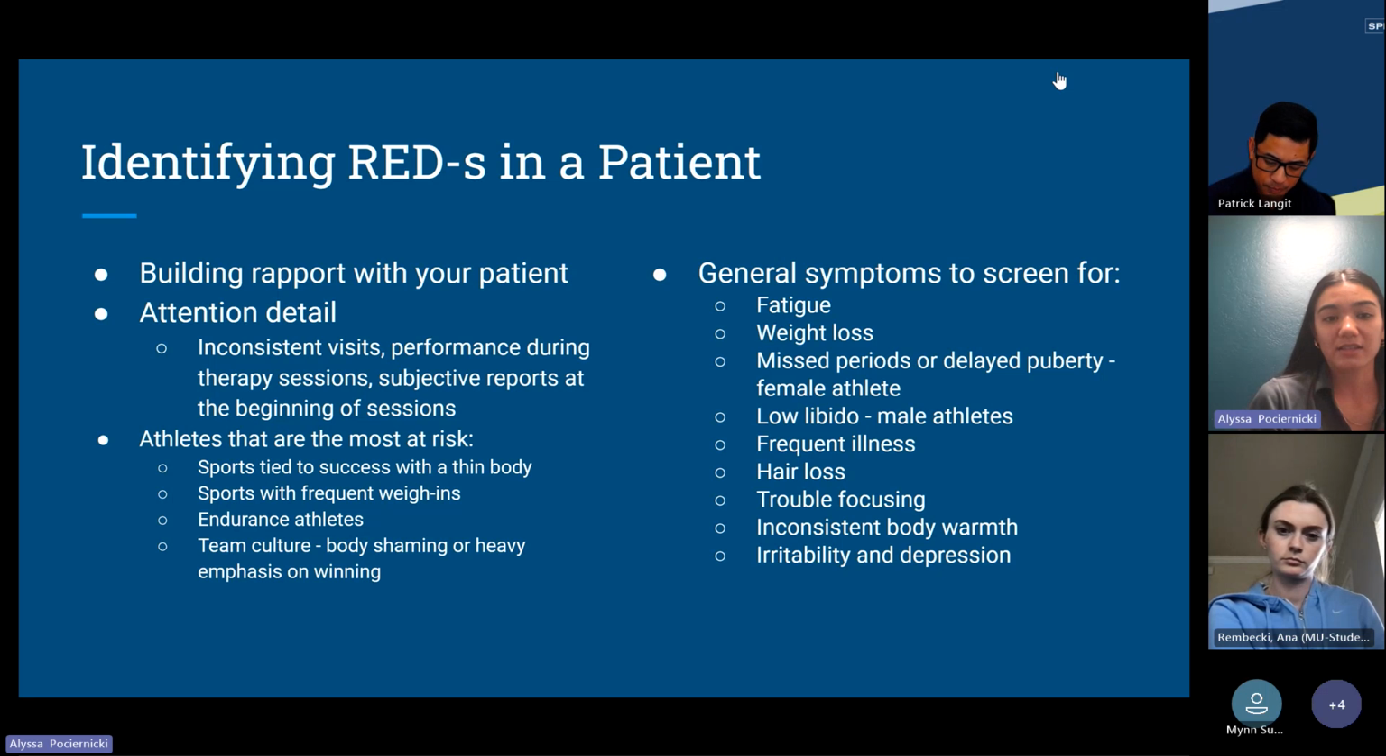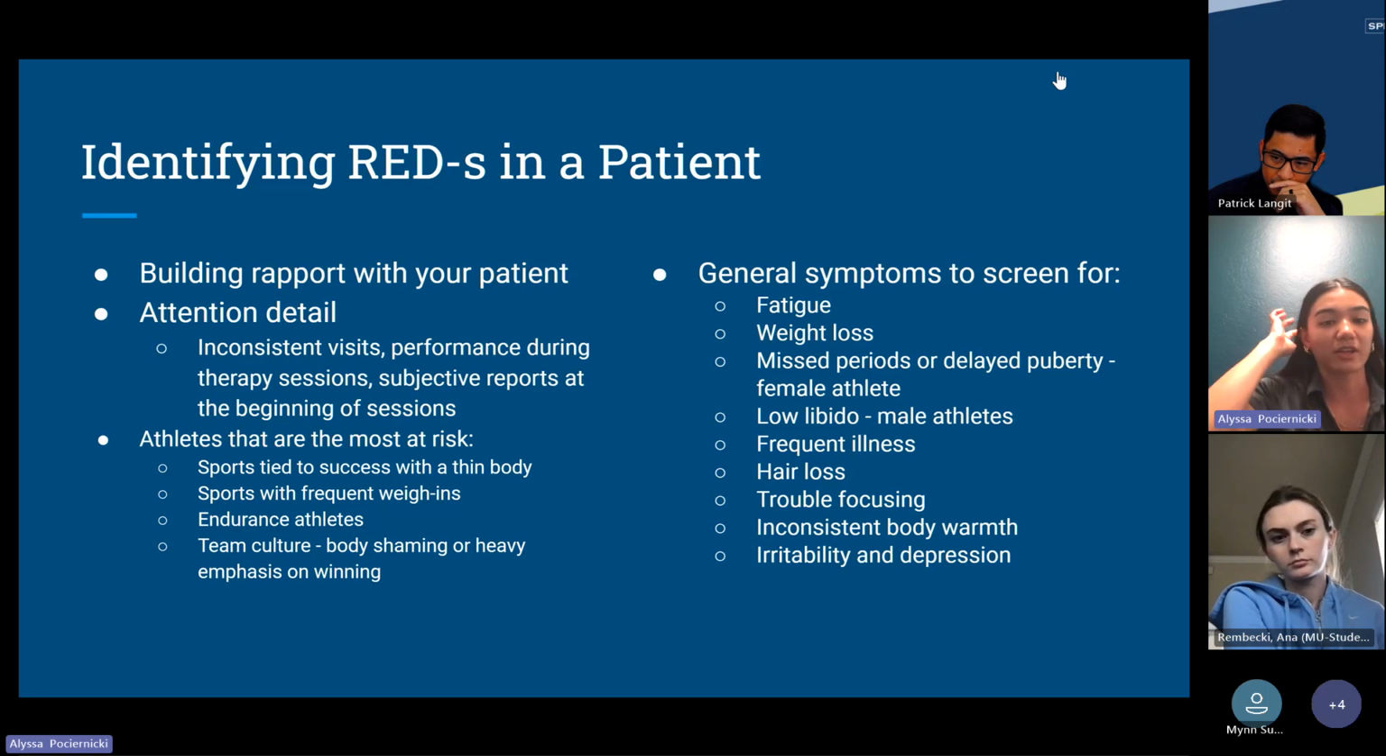Some athletes that are tied to success with a thin body are divers, gymnasts, and figure skaters. And then sports with frequent weigh-ins are boxers, lightweight rowers, and wrestlers. And endurance athletes are your cyclists, your runners, cross-country runners, and your swimmers as well.